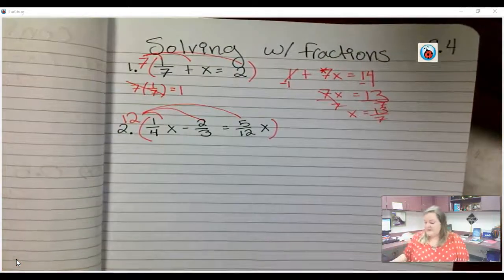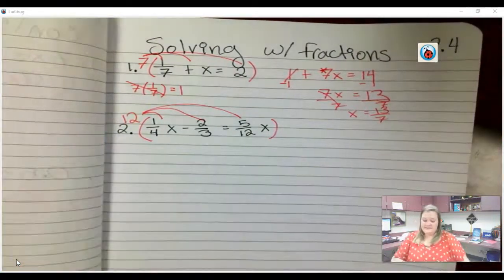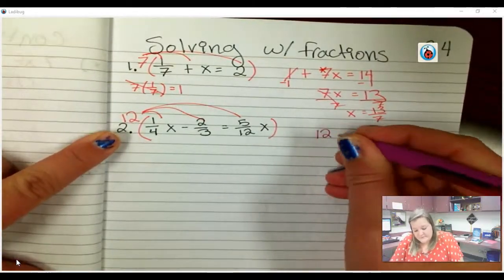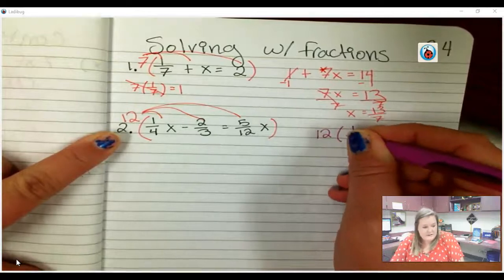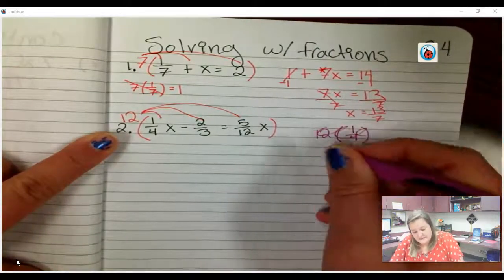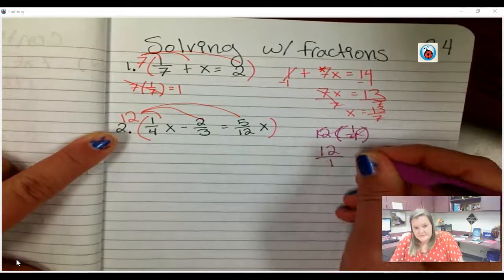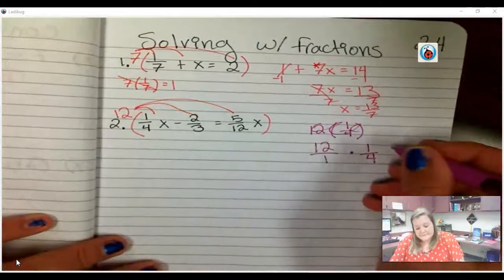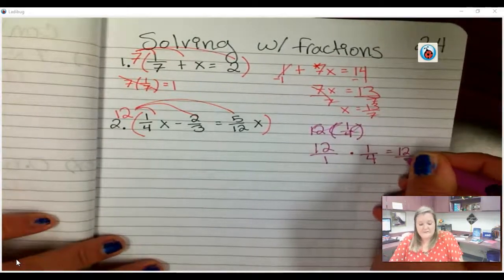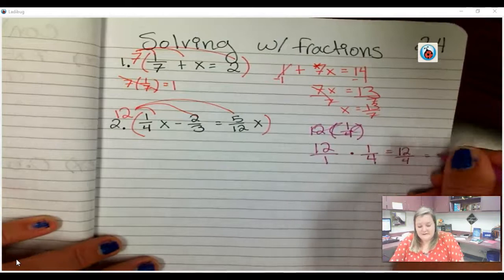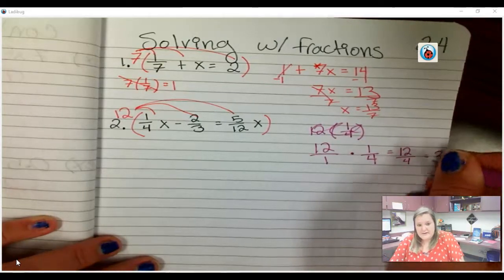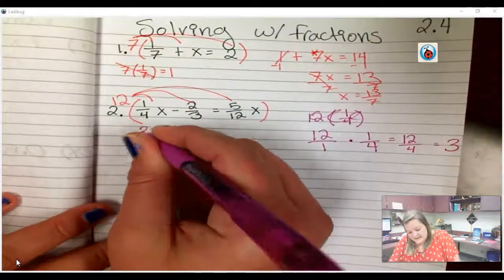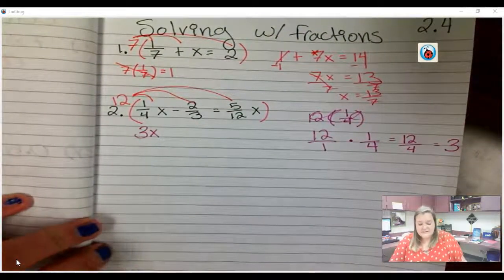So we're going to start with the first one. I'm going to do these in different colors so you can see what's happening. The first one is 12 times 1/4. So 12 over 1, that's how you write 12 as a fraction, times 1/4. This would give you 12 over 4, and 12 divided by 4 is 3. So your answer is 3. So this becomes a 3x. Let's look at the next one.